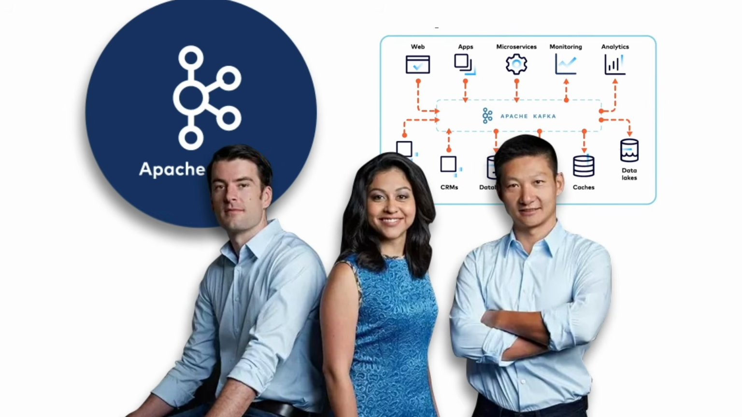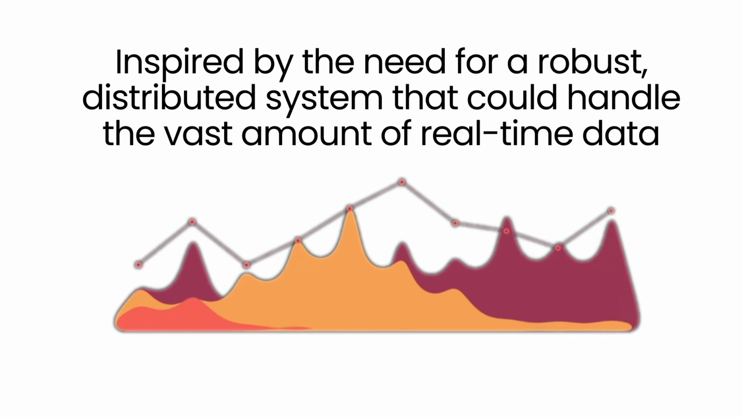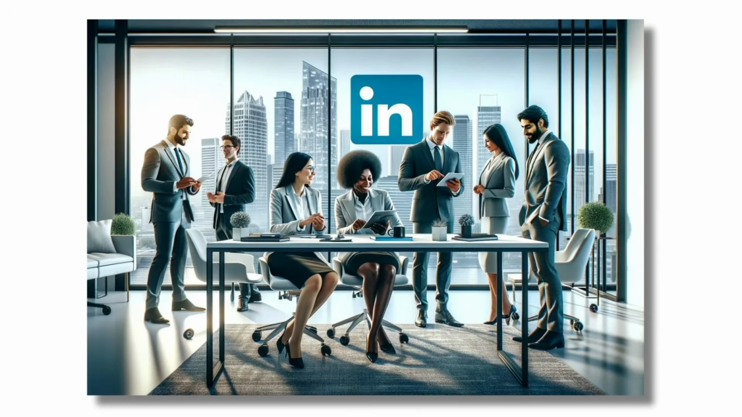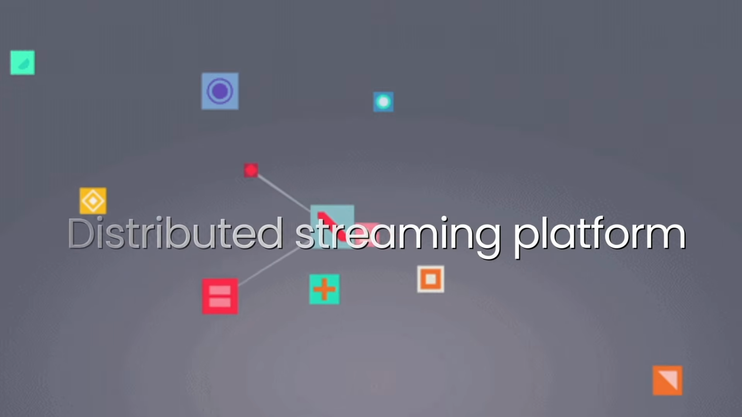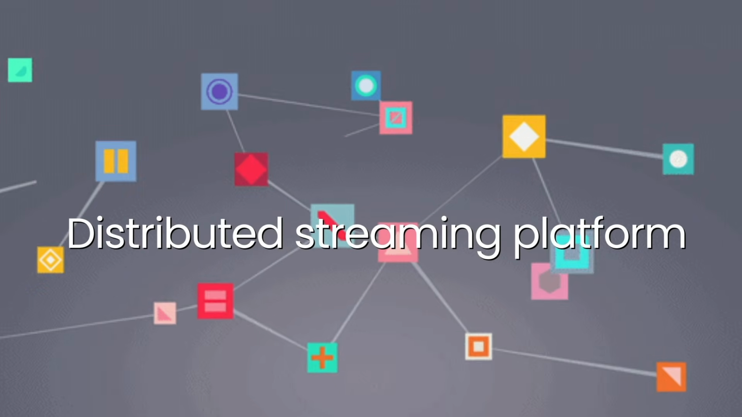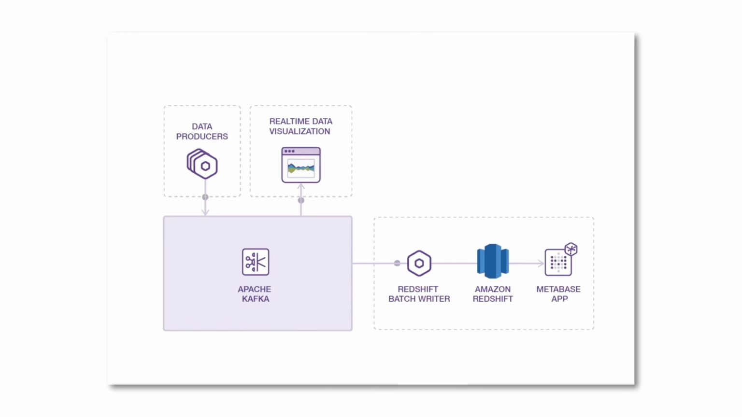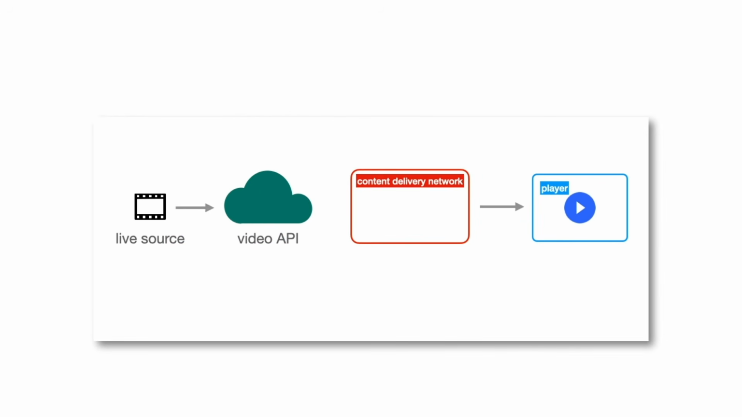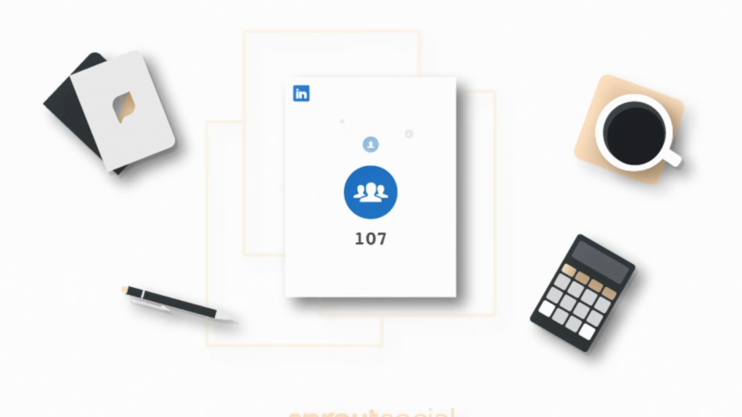Kafka was created by LinkedIn engineers. They were inspired by the need for a robust, distributed system that could handle a vast amount of data on a real-time basis generated by LinkedIn users. Kafka was designed from the ground up to be a distributed streaming platform. Its architecture allowed you to handle high-throughput, low-latency data streams and made it the ideal solution for the LinkedIn challenge. So in 2011, LinkedIn open-sourced the code for Apache Kafka under the Apache Foundation so that everyone in the world can use Apache Kafka for their systems.